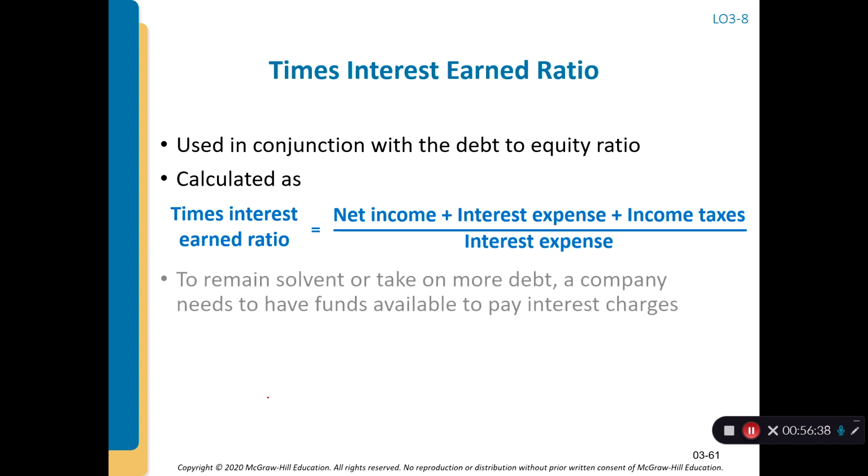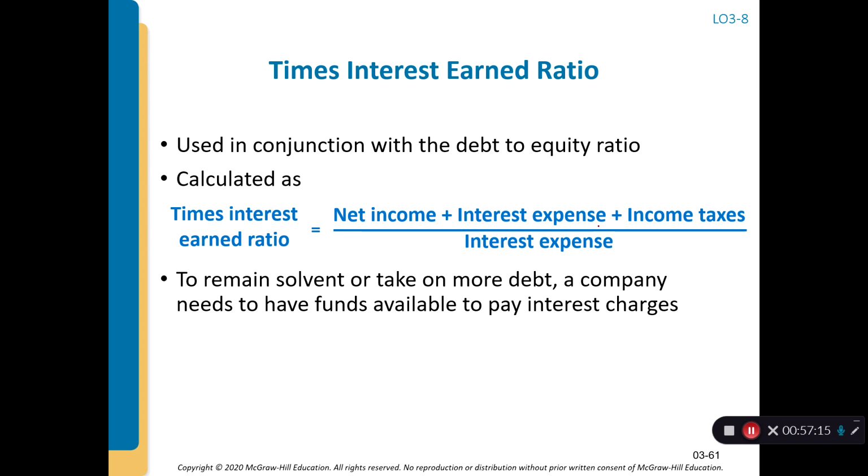Okay, and then let's take a deeper look at the times interest earned ratio. It's usually used in conjunction with debt to equity ratio to judge the solvency of the firm, right? This ratio is commonly used. This ratio is calculated as the income before subtracting the interest expenses and income taxes. And because we do not have that number listed, therefore we will use net income adding those two expenses back.